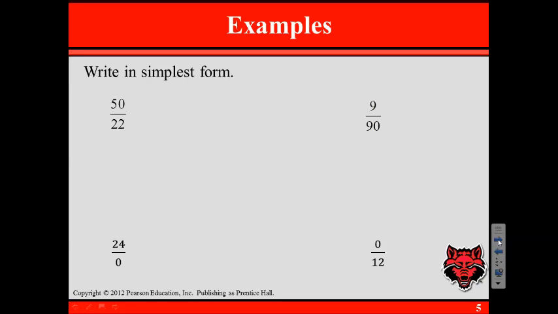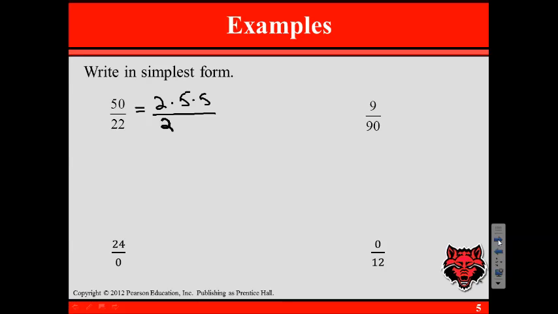Let's try a few more examples. Now, on these next few, I'm not going to write the factor tree, but just know that is the way that you can find the prime factorizations of each of these numbers. And so if I were to write the prime factorization of 50, 50 is 2 times 25. 25 is 5 times 5. So the prime factorization is 2 times 5 times 5.